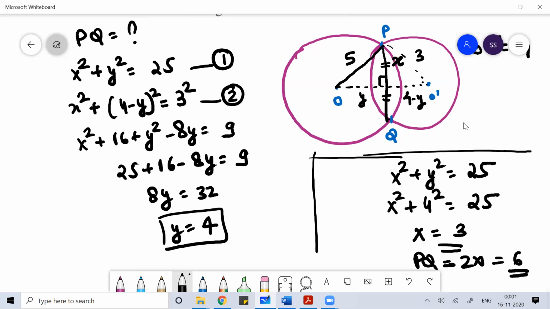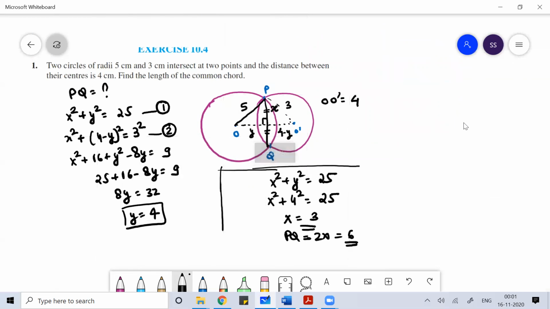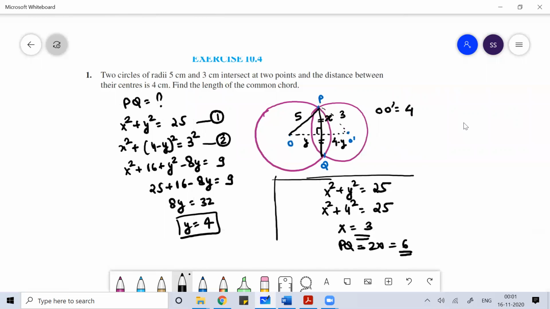Any doubt, anyone? Very simple question. So you just need to use basics of concept of circle, and at the same time the basic concepts on Pythagoras theorem will help you to solve this problem.